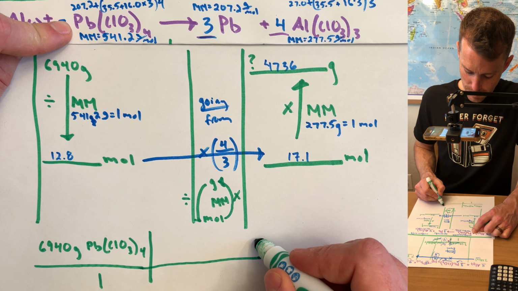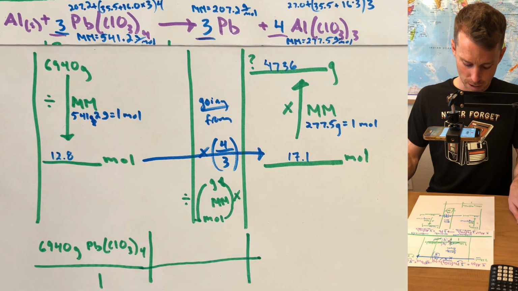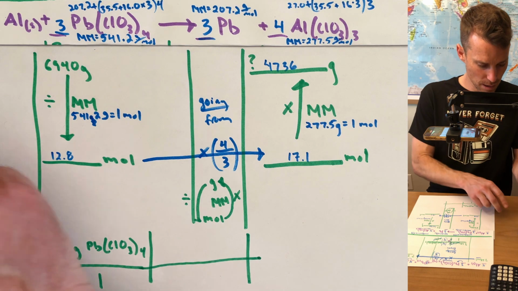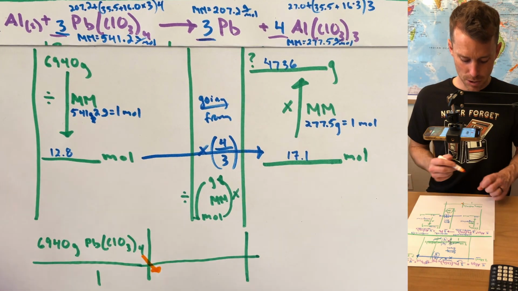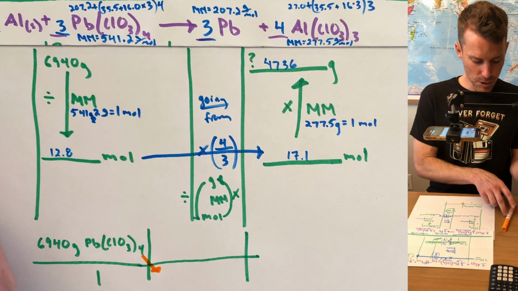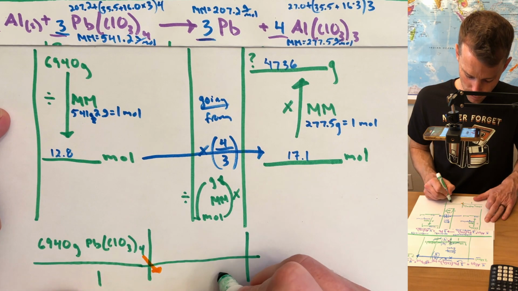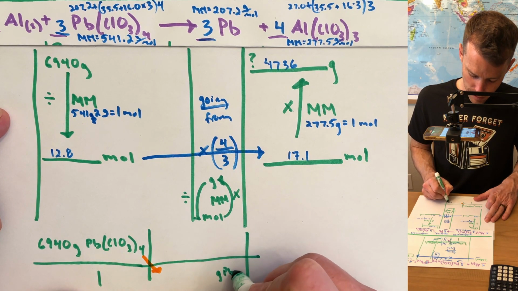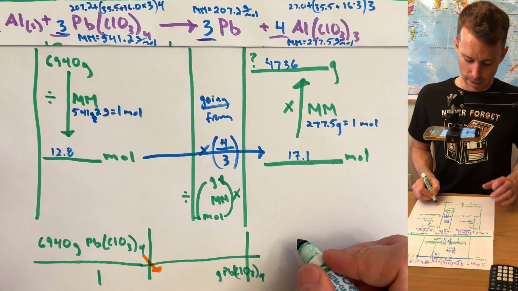So I'll just leave some space here. My next step, we always just bring our units down right there. So lead chlorate, grams goes down. That's what we're going to need to cancel, is grams of lead chlorate. So grams of PbClO3. There's 4 of those right there.